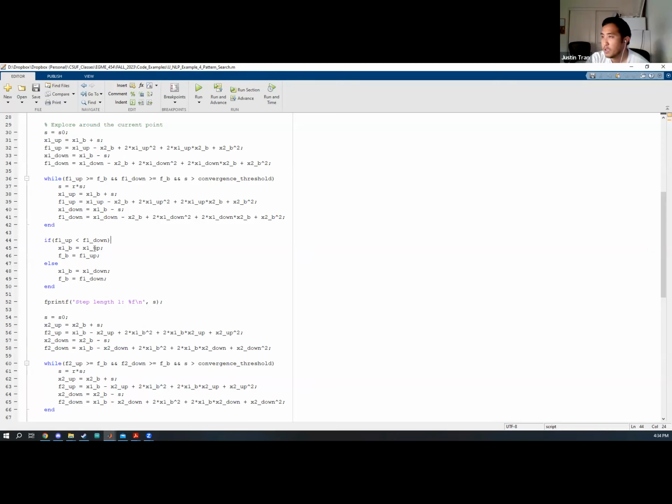And so if F1 up is less than F1 down, then we take a step in the up direction. Else, if F1 down is less than F1 up, then we take a step in the negative direction. Okay. So that's one case of exiting this loop. If not, then we've converged. And so, if that were true, then taking a step in either direction is not going to lead to an improvement. Okay. So either one of those things is true. All right. Any questions on this part of the algorithm here?